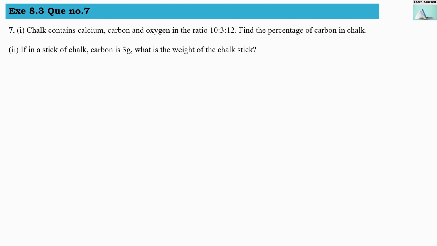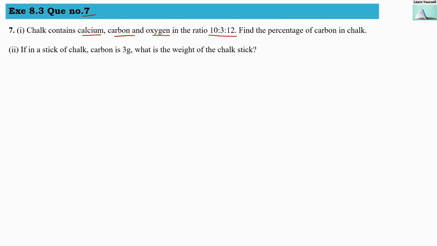So that is 8.3. Question number 7. Chalk contains calcium, carbon and oxygen in the ratio of 10:3:12. Find the percentage of carbon in the chalk, and if in a stick of chalk carbon is 3 gram, what is the weight of chalk stick?